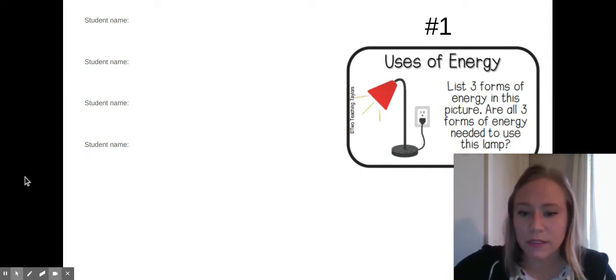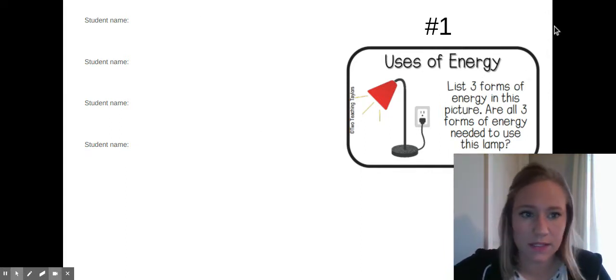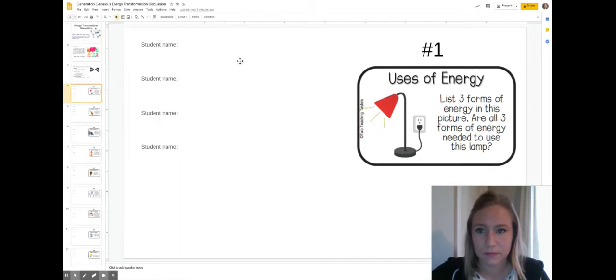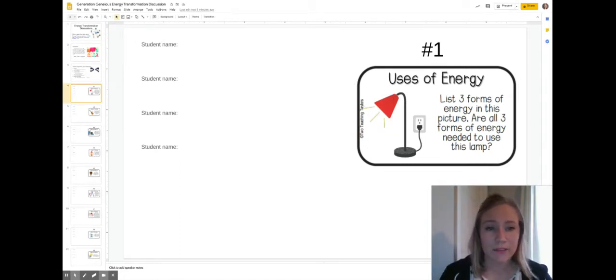So what I would do is see if I can get this out of presentation mode. There we go. I'm going to read the slide first. My first card is uses of energy. List 3 forms of energy in this picture. Are all 3 forms of energy needed to use this lamp?